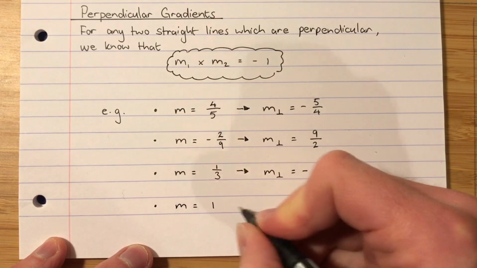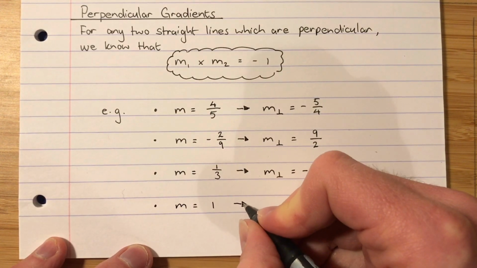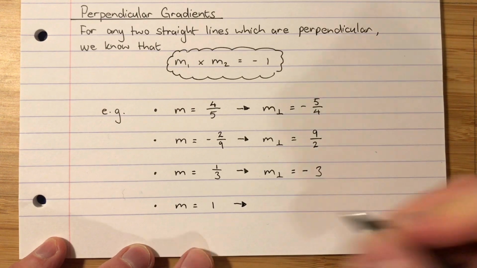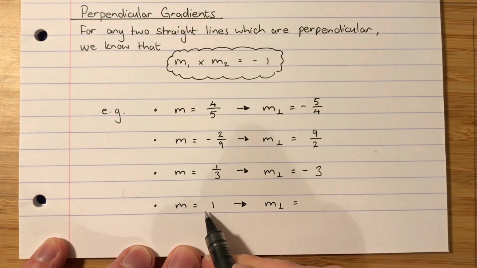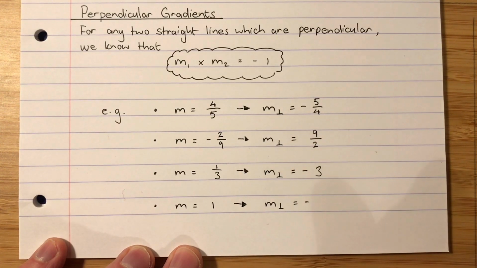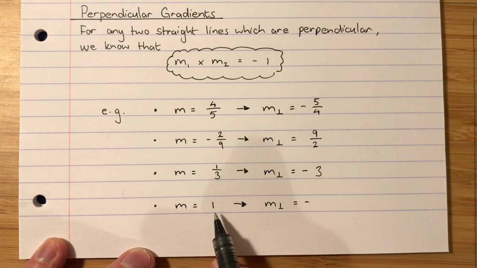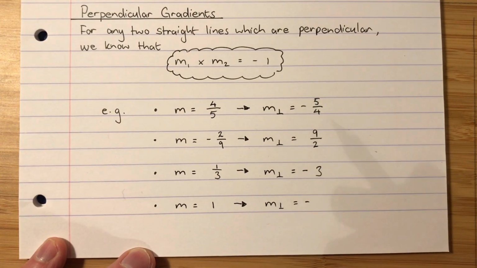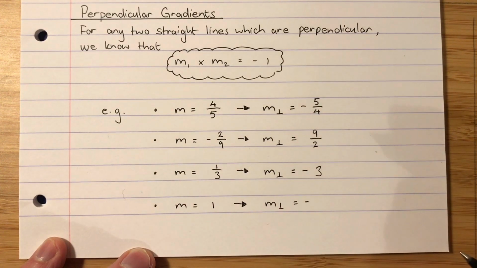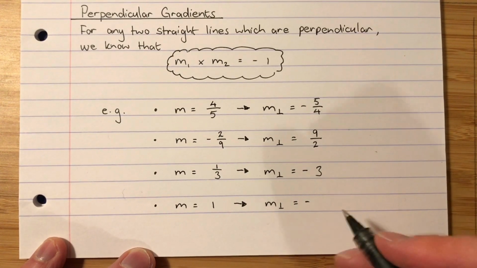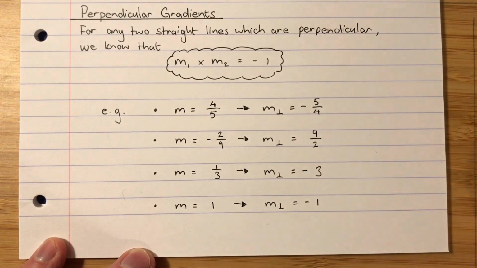What if my gradient's 1? Well, let's have a think about that. My perpendicular gradient, multiply it by a negative, so it's definitely going to be negative. This isn't a fraction, so it's hard to find the reciprocal unless we realise that 1 is just 1/1. And if it's 1/1 and I flip 1/1, I'm still going to get 1/1. So my answer is -1.